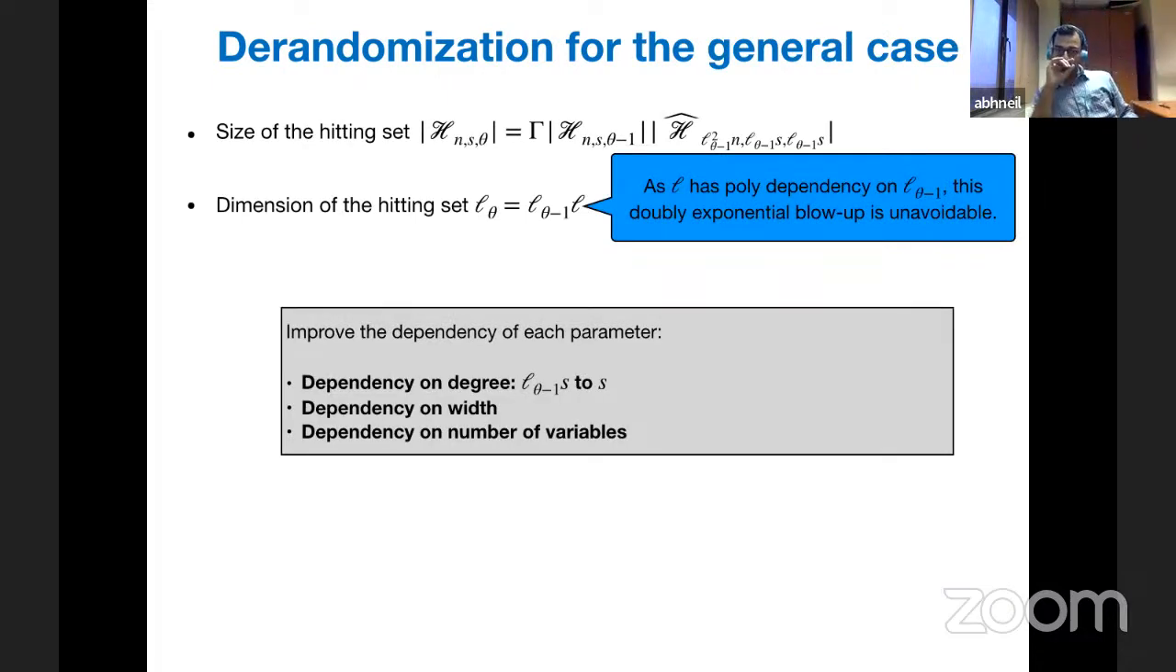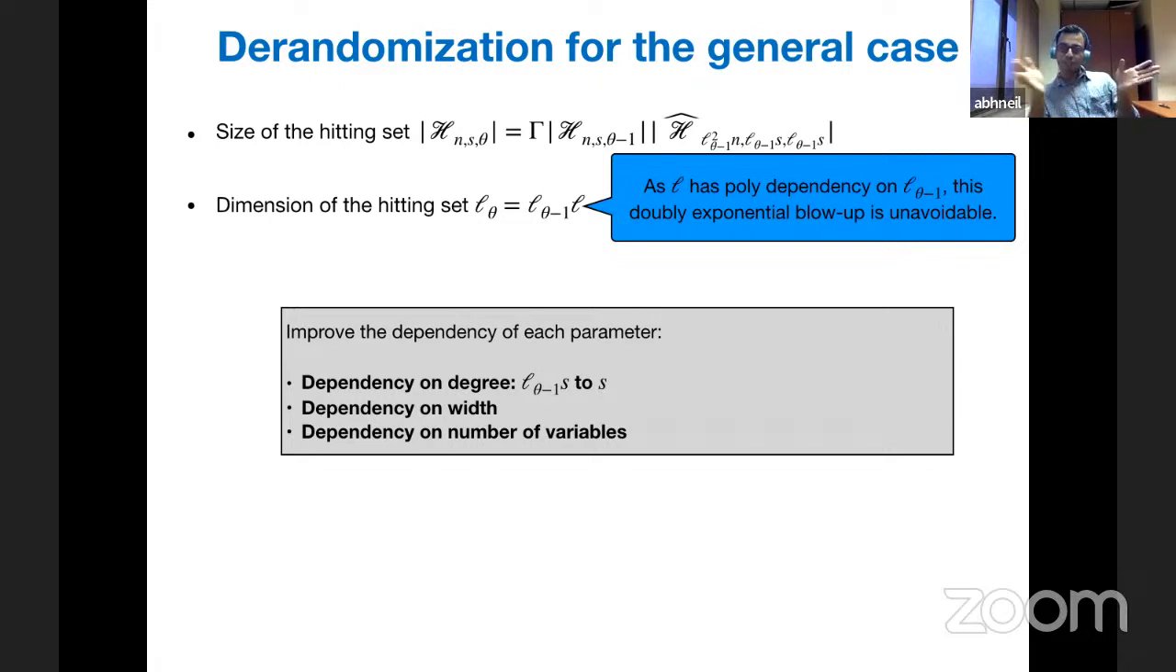What do you want to do here? As the dimension was dependent on all the parameters, variables, width, and degree, we want to improve all the parameters one by one. Okay. So the first one was not that difficult. We used some property from algebraic automata theory and this property of division algebra that shows that you don't need to truncate at L theta minus 1 into S. You could have truncated. When I'm saying truncation, sorry.